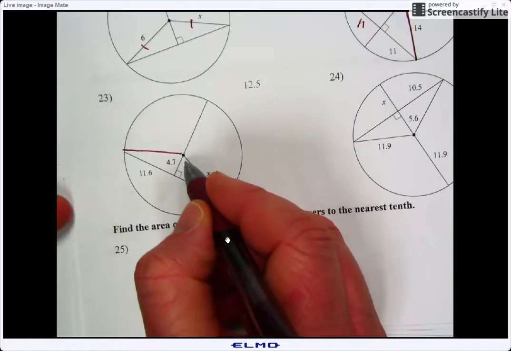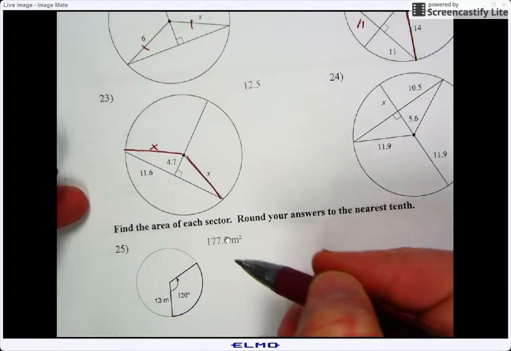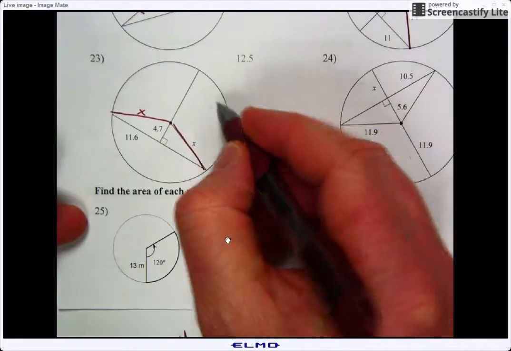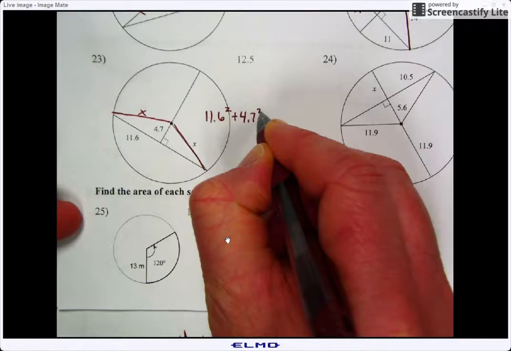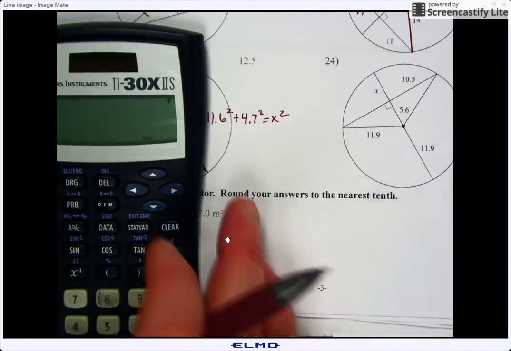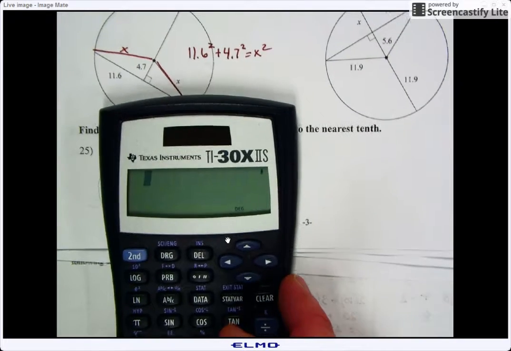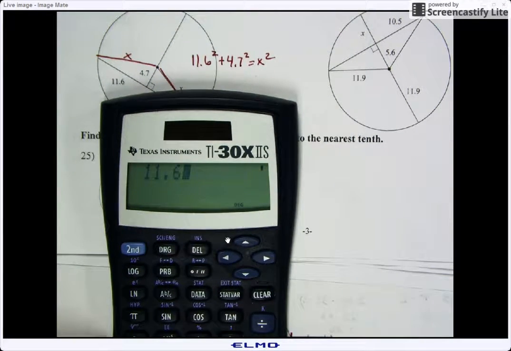Do I know the radius? Trying to find the radius, don't know the radius. So this is X. So this is going to be a Pythagorean theorem problem. 11.6 squared plus 4.7 squared equals X squared. Again, your calculator has ways to make this easier. You don't have to take so many steps. Time can be saved.